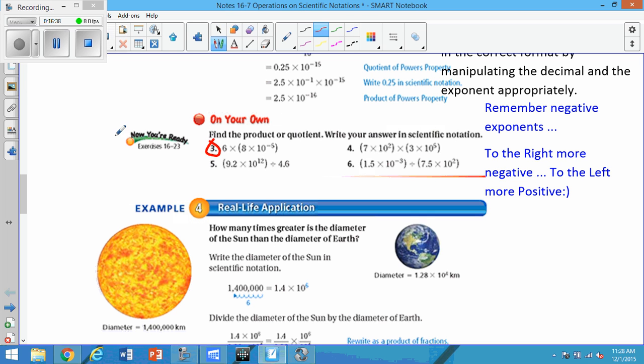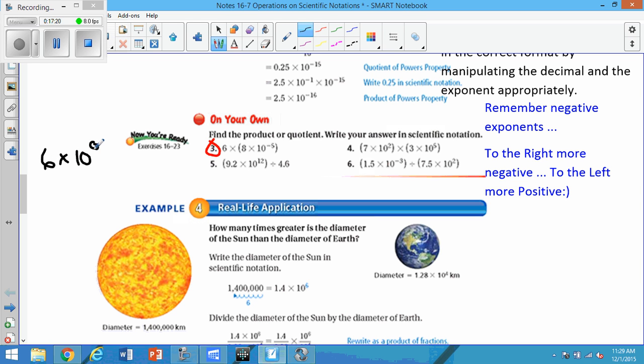So if you look at number 3, it says 6 times 8 times 10 to the negative 5th power. Now, what that means is you're going to do 6, you kind of have to write 6 in exponential form, or scientific form, I should say. So if I have 6, the whole number 6, that's going to be times 10 to what power? Times 10 to the first power, 10 to the first would make this 60. 10 to the 0 power, 10 to the 0 power makes 1, and 1 times 6 is 6.